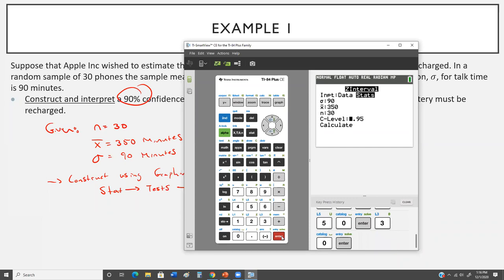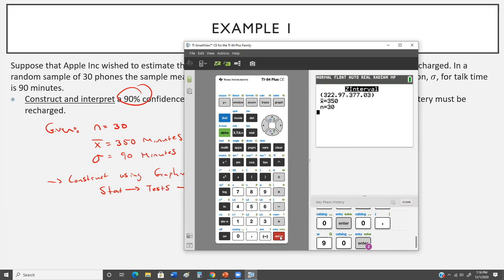Your calculator defaults to a 95% confidence interval. But what is the confidence level I asked for here? Yeah, so here's the important thing. You have to change it to a decimal. Yep, you go 0.90 and you hit enter. And now once you get to Calculate, hit this.